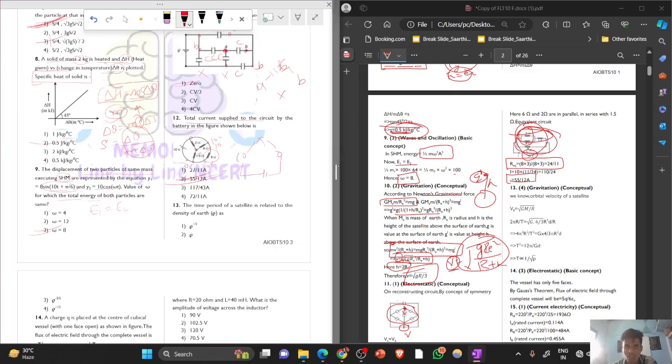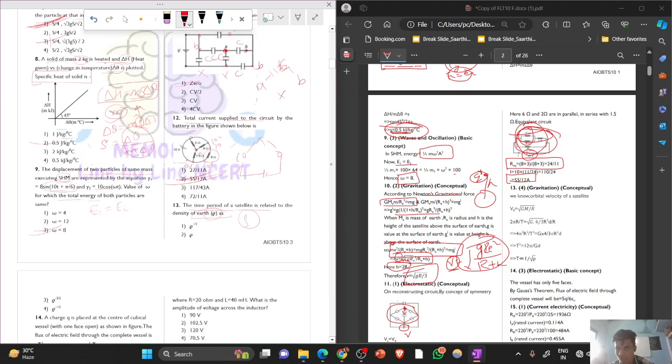Now moving to the next question. The time period of a satellite is related to the density of the Earth. You can write the time period in the form of density. You know the value of the time period in terms of mass and so on, and you can write it in terms of density.